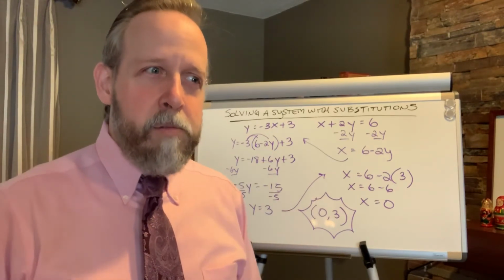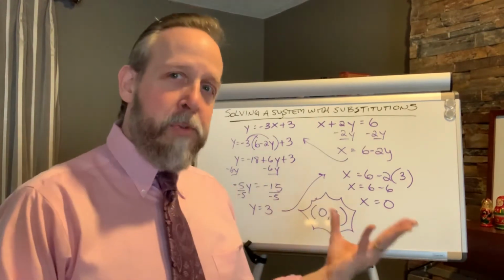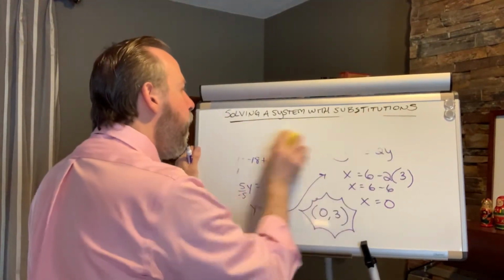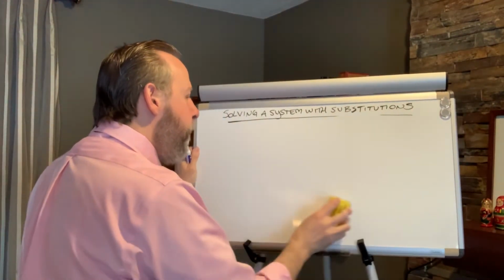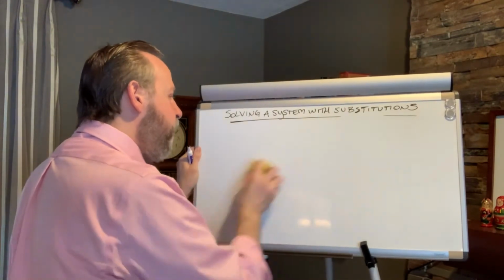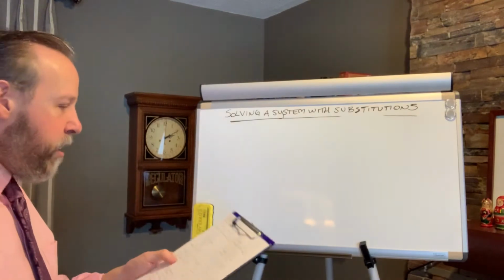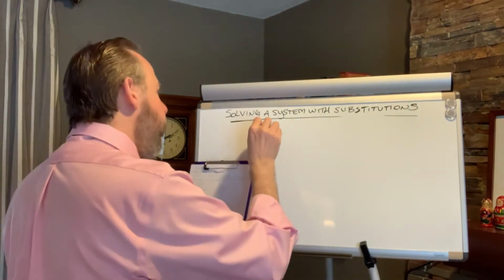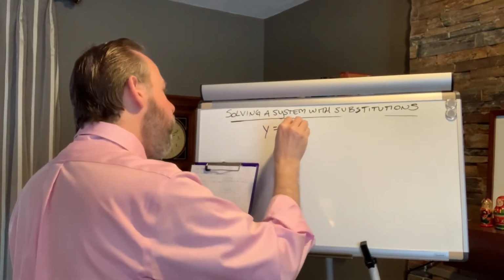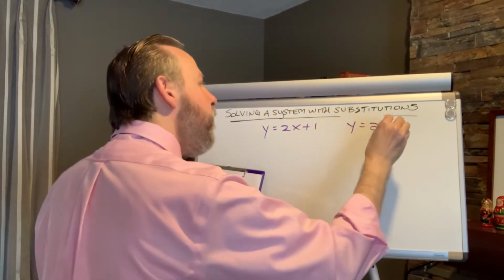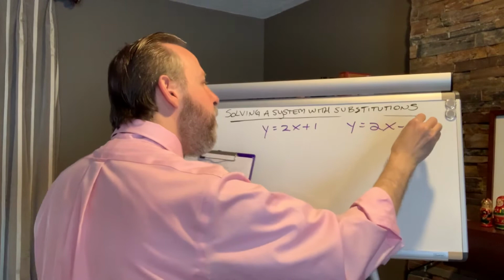So how does that look when you're doing the math with substitutions? Well, I'm glad you asked. Let me show you. So, I'm going to give you a system of equations which are obviously going to be parallel. y equals 2x plus 1, y equals 2x minus 8.